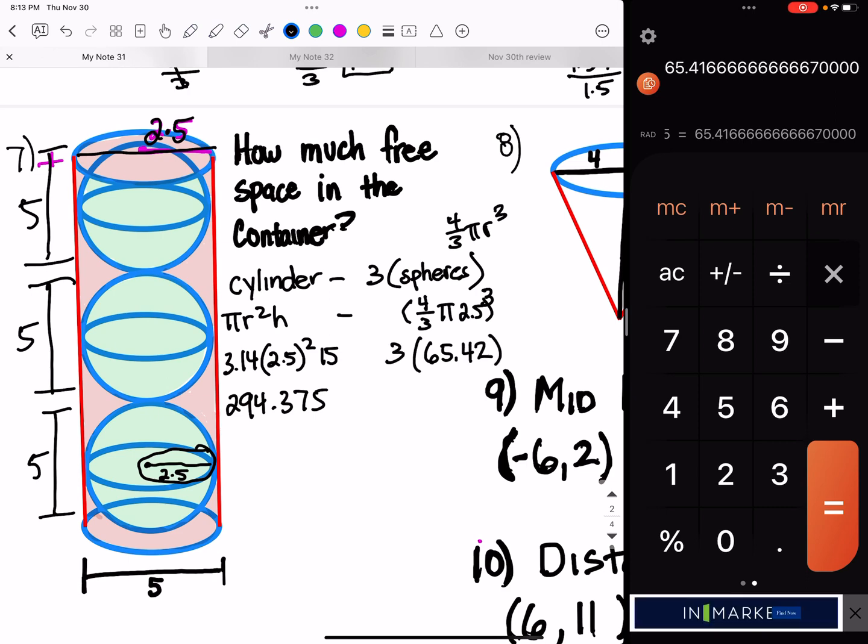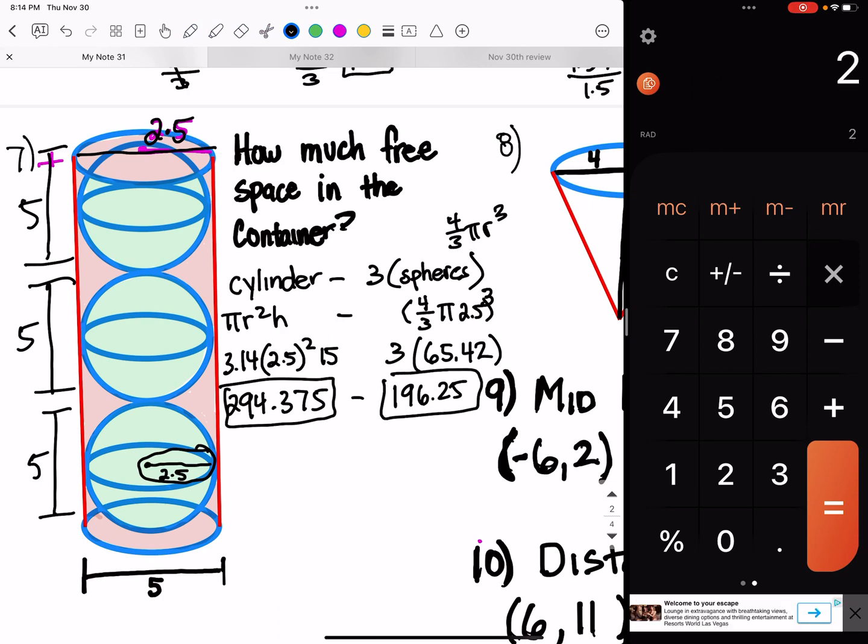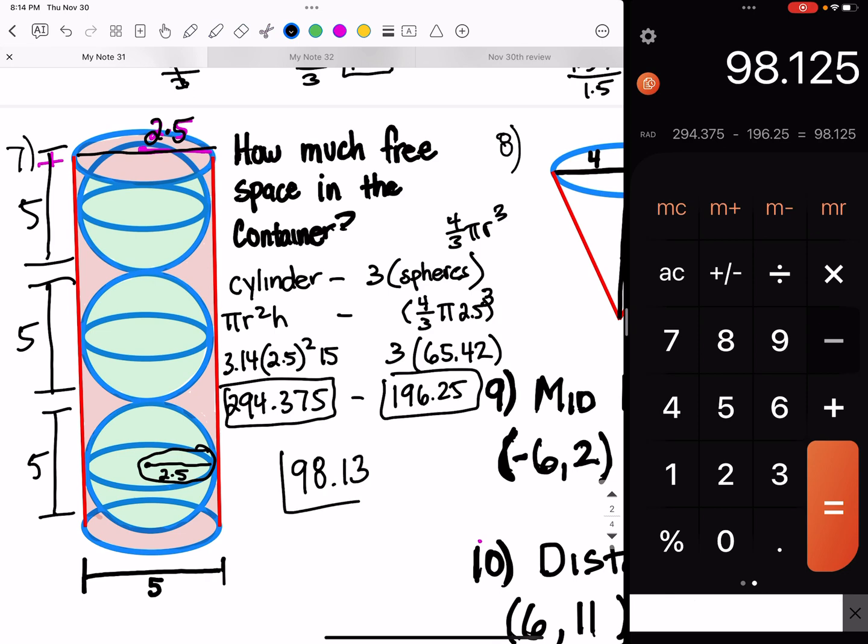But I need 3 of those balls, so I'm going to multiply by 3. So the 3 balls together take up 196.25 worth of space. If I subtract the cylinder minus the 3 balls, let's see, 294.375 minus 196.25 is 98.13 units cubed.